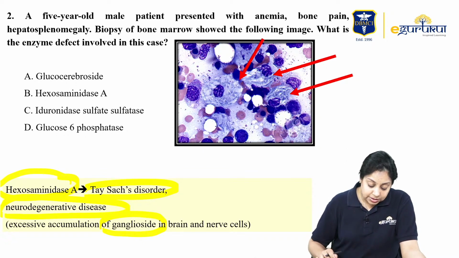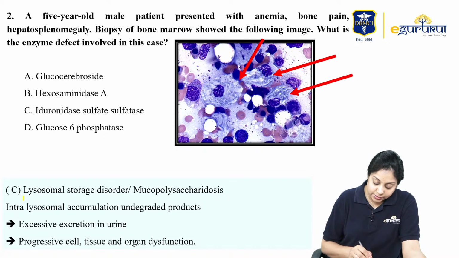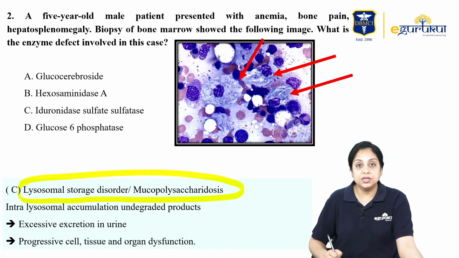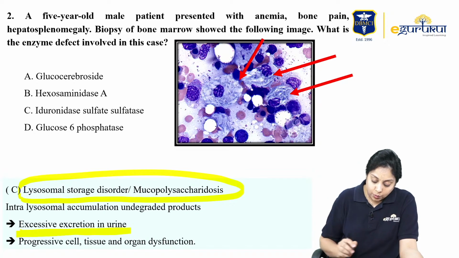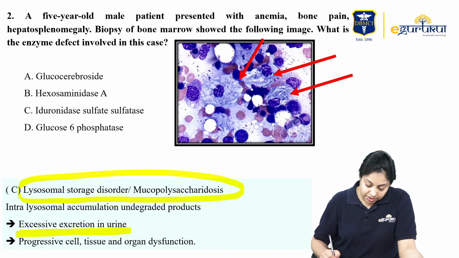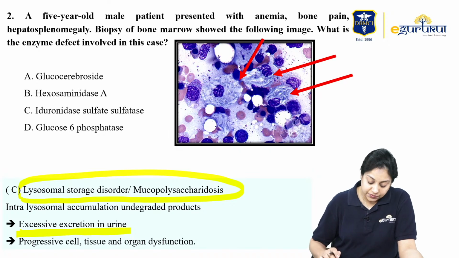Okay. Now the third choice, iduronidase sulfatase, is a lysosomal storage disorder that also falls under the category of mucopolysaccharidosis, right? What is there? There is an excessive excretion of the product in the urine, right?